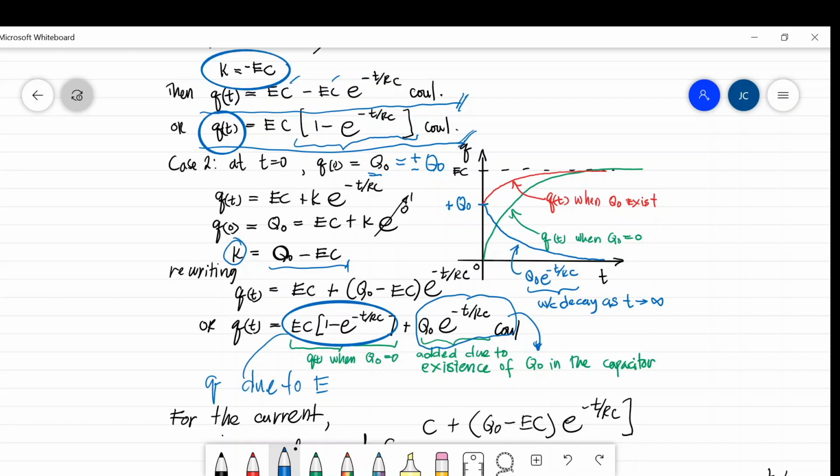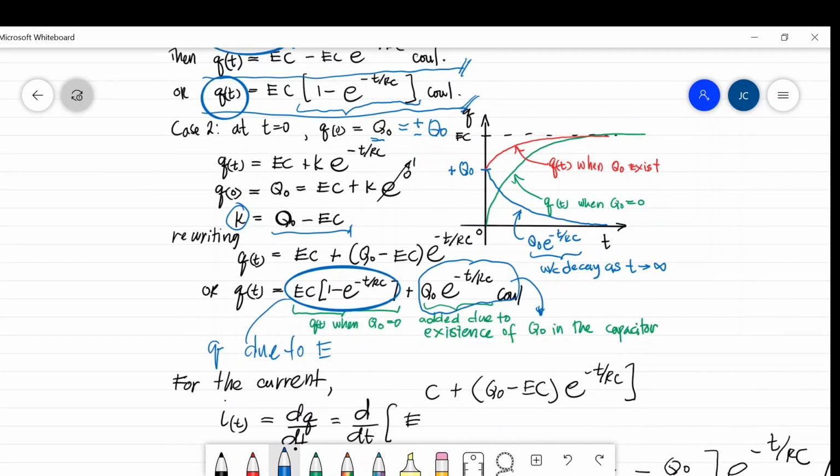So when Q sub O is 0, what you consider is just EC times the quantity 1 minus e to the negative t over RC. When Q sub O exists, then you add this Q sub O e to the negative t over RC, which is a decaying form of charge stored in the capacitor.